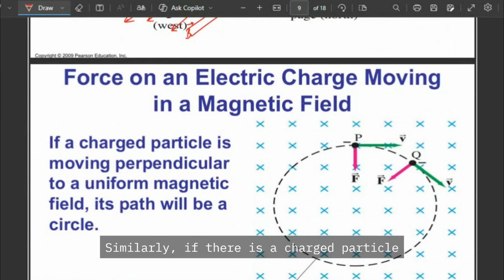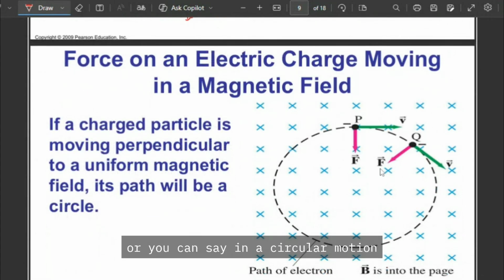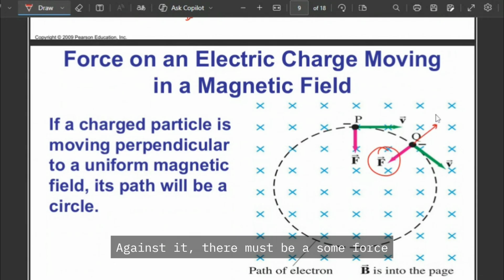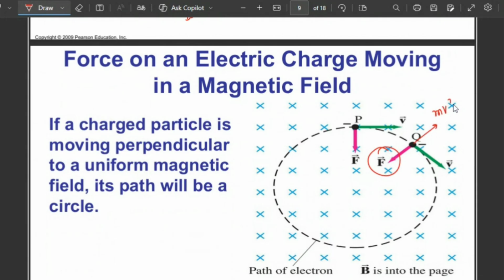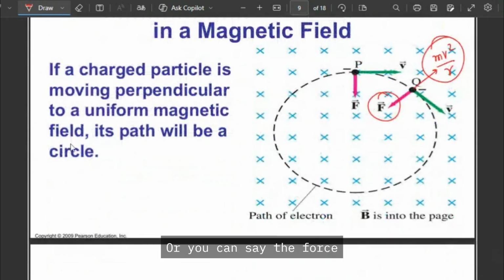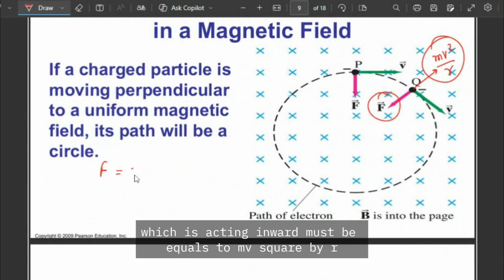Similarly, if there is a charged particle that is moving in a vertical circle, or you can say in circular motion, we have to understand that there is a magnetic force which is acting inward. There must be some force, which is mv square by r, the centripetal force, which must be acting outward. Because of these two forces, the path becomes circular, or you can say the force which is acting inward must be equal to mv square by r.